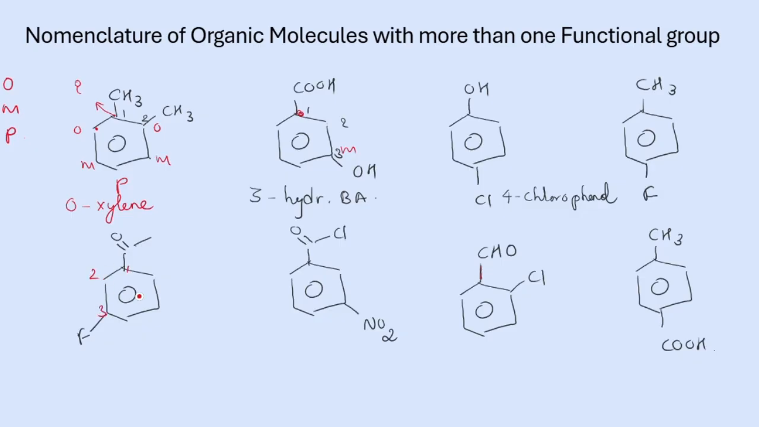Similarly, here we have to number it like this. 1, 2, 3. Many students, what they do is 1, 2, 3, 4, 5. This way they do it. No, that is not correct. Therefore, it's going to be 3-fluoroacetophenone or metafluoroacetophenone. Similarly, here also you see it is at the third position. Therefore, 3-nitrobenzoyl chloride.